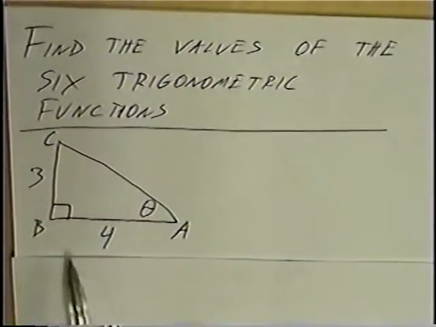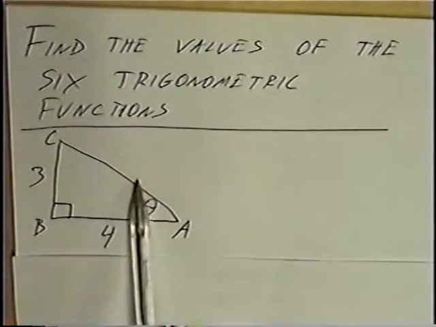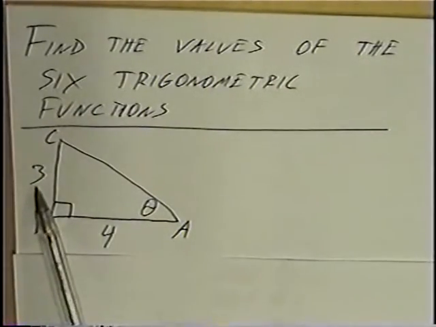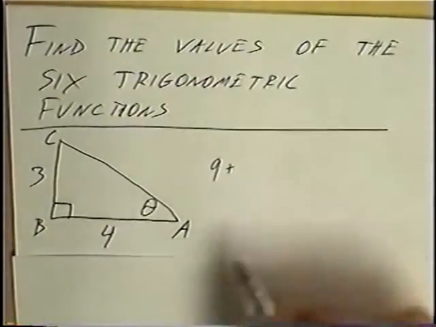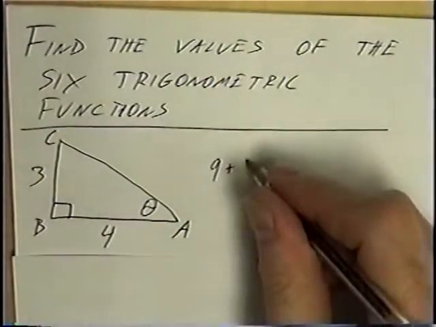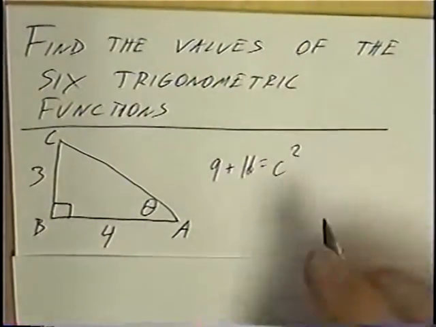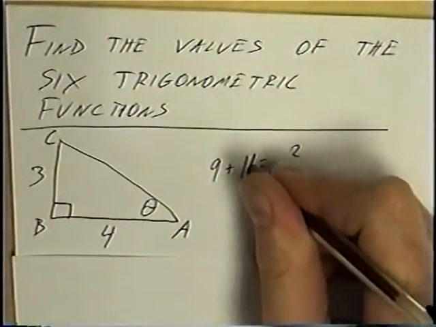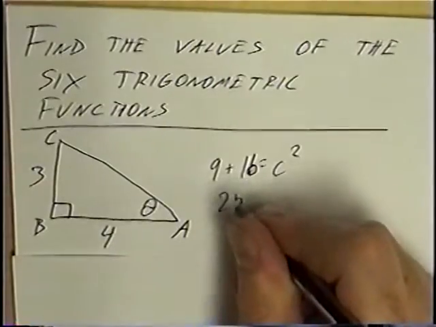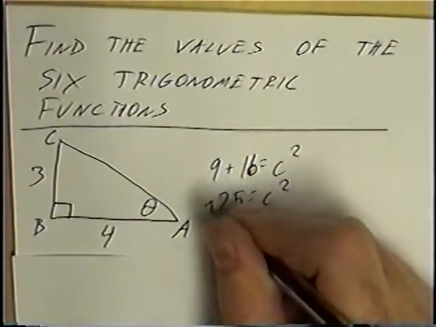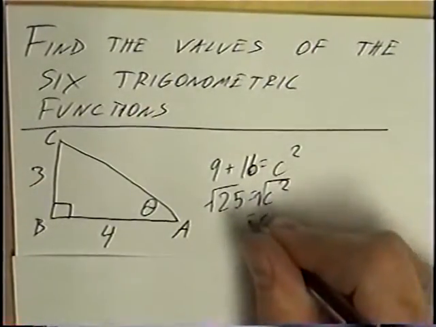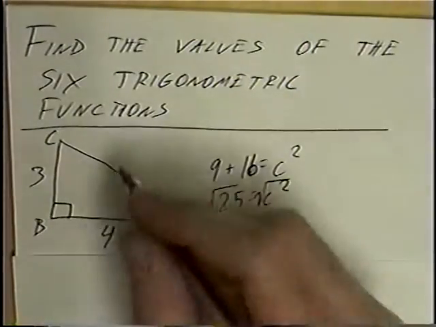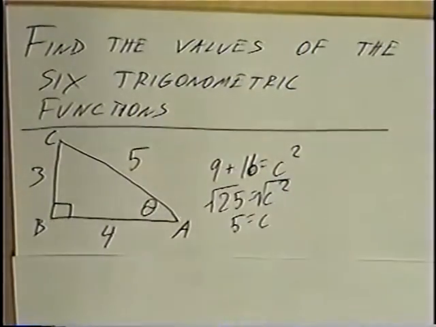Using the Pythagorean theorem, a squared plus b squared equals c squared, 3 squared would be 9. Adding to that b squared, which is 16, would give us the value of c squared, or the hypotenuse. 9 plus 16 would be 25. And taking the square root, c would equal 5, or the hypotenuse of the right triangle would be 5.